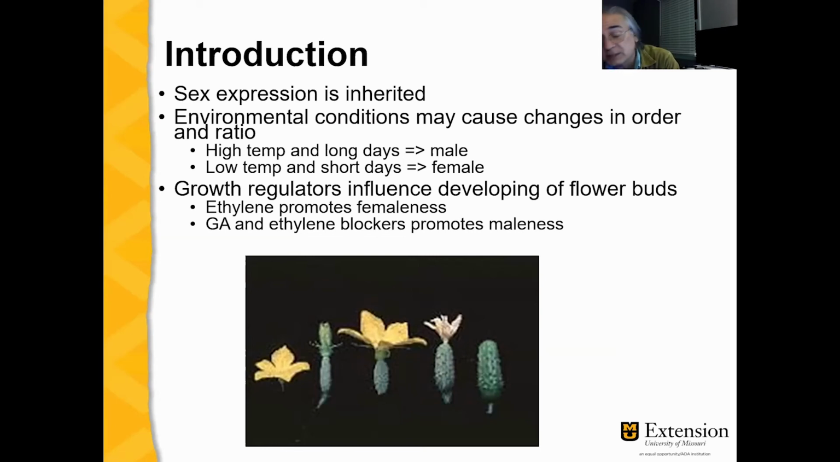However, there have been a lot of studies using ethylene because ethylene promotes or induces more female flowers. And this has been done with cucumbers a lot. And it's been corroborated with gibberellic acid and ethylene blockers. When they use an ethylene blocker, it promotes more male flowers, in contrast to using ethylene to induce more female flowers.